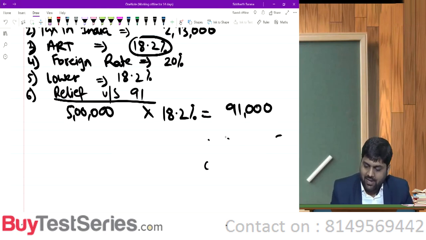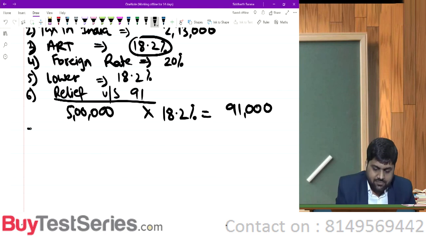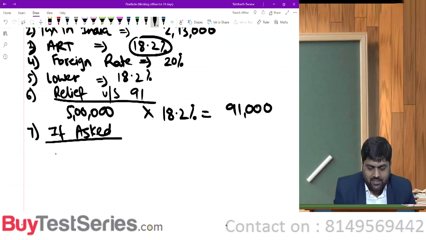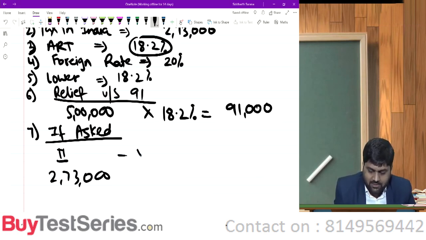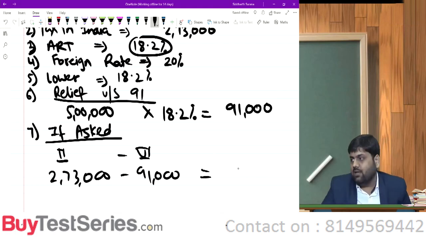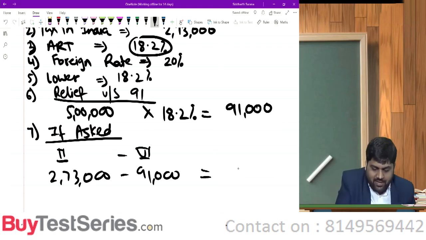And final tax liability you will calculate only if asked. If asked, what is going to be your final tax liability? Final tax is going to be the tax in step 2, that is 2,73,000, minus the relief in step 6, that is 91,000. That way, the explanation is over. The final answer is irrelevant, but I just gave you the answer to teach you how a difficult MCQ can be made.